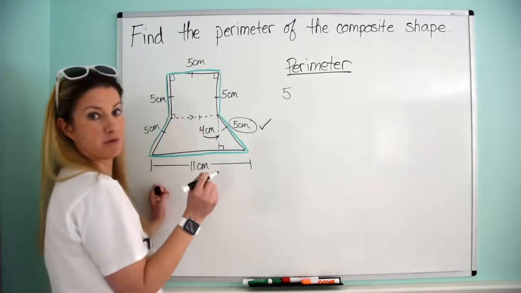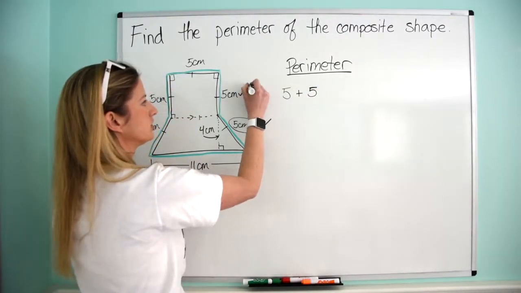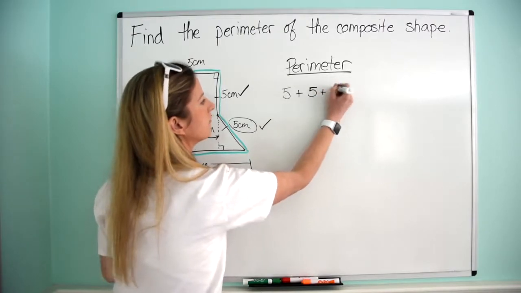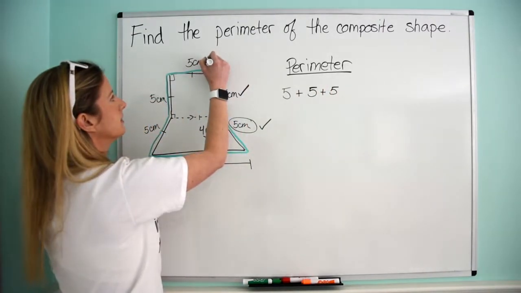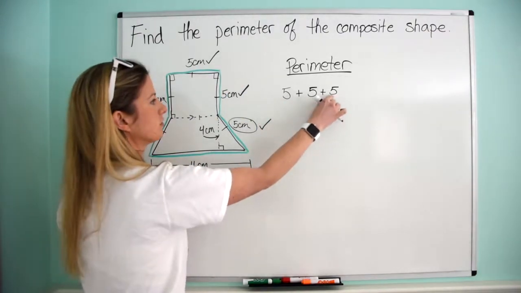I marked it up, I wrote it down, so check. Plus 5. I did this one. Check. Plus 5. Check. So now I can check: I have 1, 2, 3 check marks. 1, 2, 3 5s. Good.